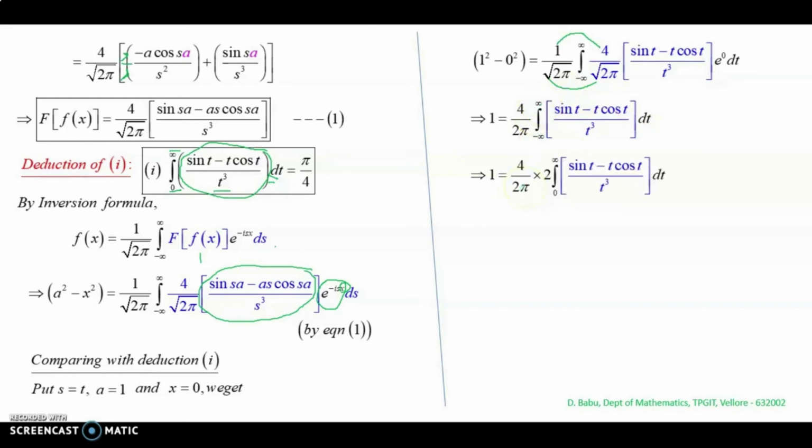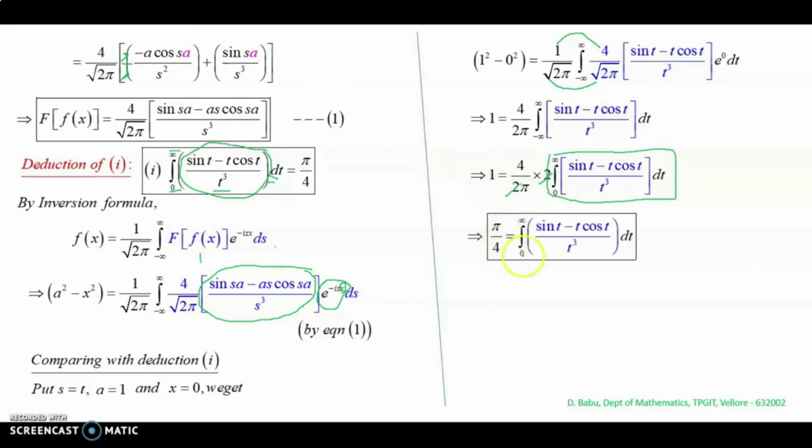So this implies 1 equal to 4 by 2 pi into 2 times the integral from 0 to infinity of (sin t minus t cos t) divided by t cube into dt. So we need this term only. The 2 gets cancelled, so 4 by 4. In LHS it is pi by 4. So this implies pi by 4 equal to the integral from 0 to infinity of (sin t minus t cos t) divided by t cube dt. So this proves 1.